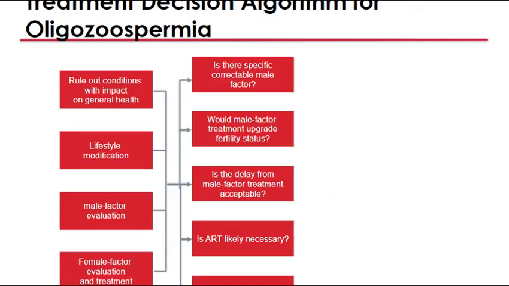The 4 fertility treatment options for oligozoospermia are timed intercourse, surgical management, medical therapies, and assisted reproduction. In some cases, a combination of these options may be required to adequately enhance the odds of successful pregnancy for the couple. In the first part of the management algorithm for oligozoospermia, we focused on evaluation to identify any underlying conditions that impact general health, lifestyle factors that can be modified to enhance the fertility status, and male and female infertility factors. The second phase of the algorithm for oligozoospermia focuses on 5 key questions.